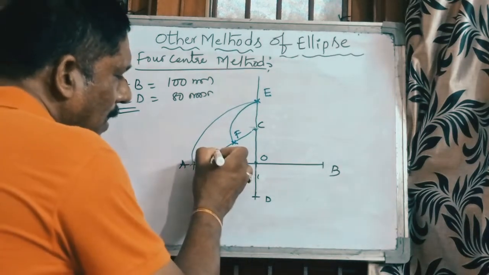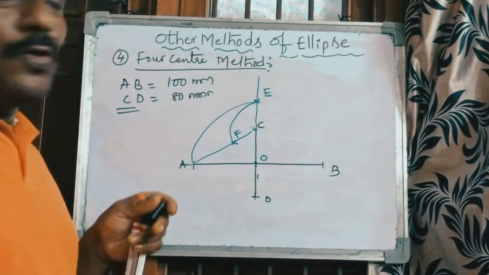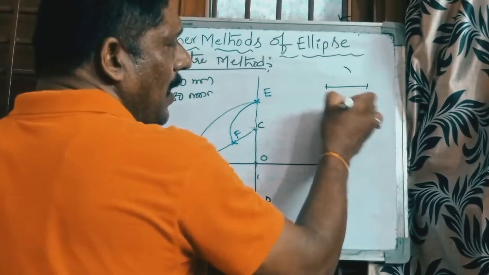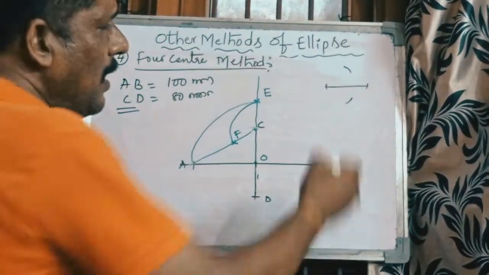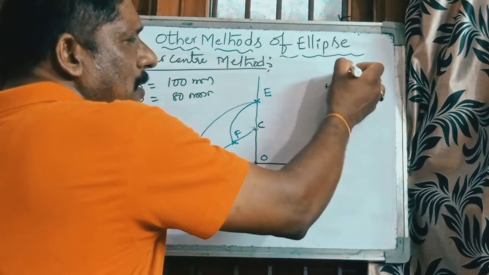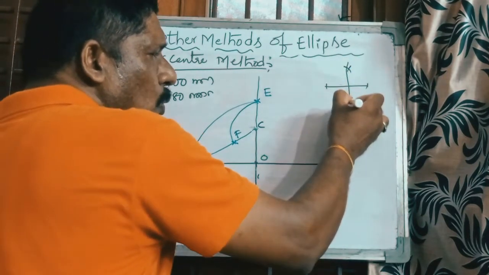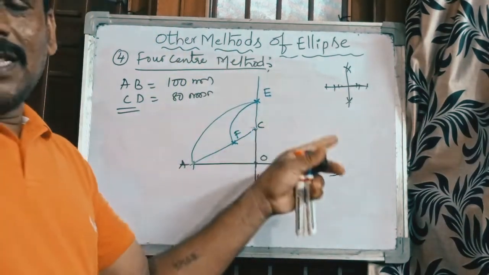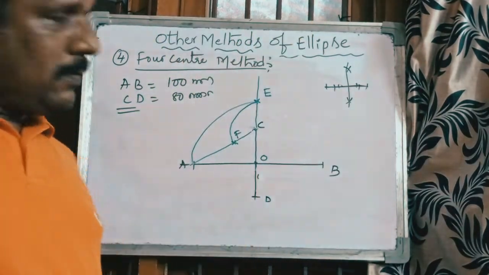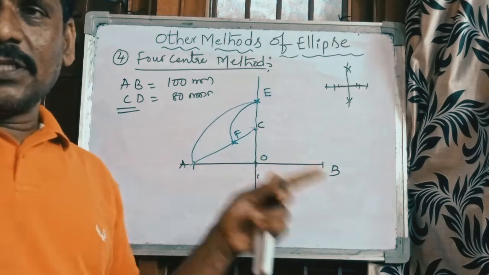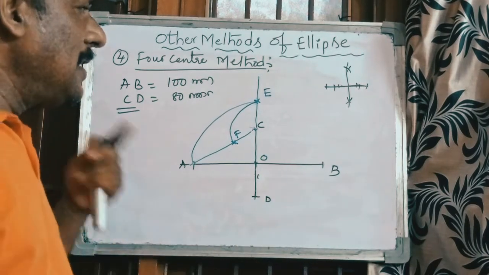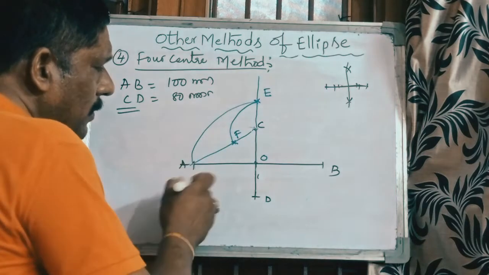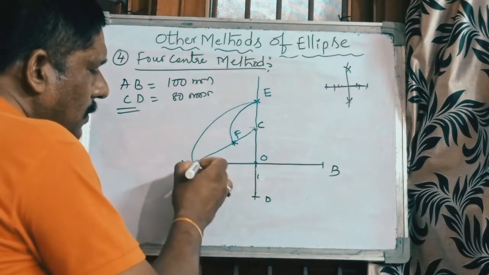So bisect this line. We know the bisecting of a line: take more than half as the radius and draw two arcs on both sides of the line. With the same radius, from the opposite side, cut these arcs and join these two points. So you will get an equal bisection. We discussed this in previous geometrical construction videos, which you can see. So bisect the line A to F.